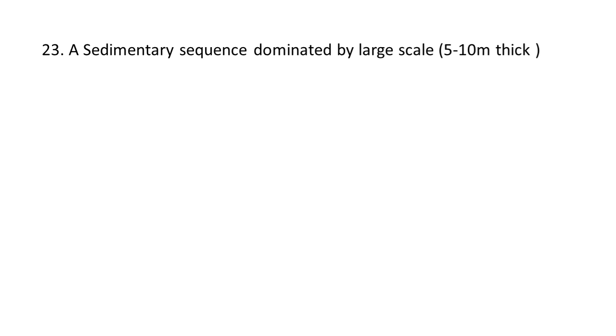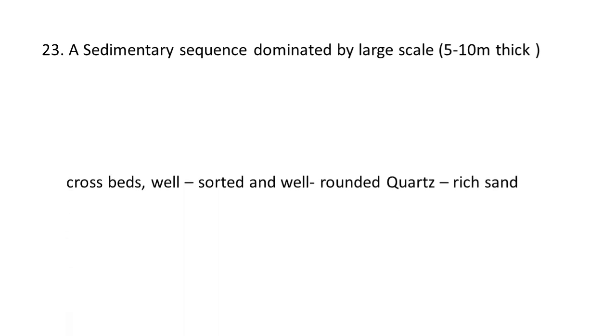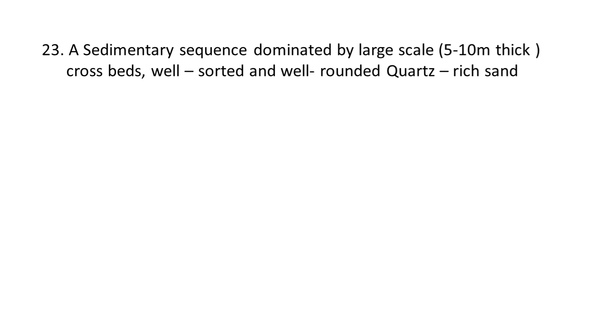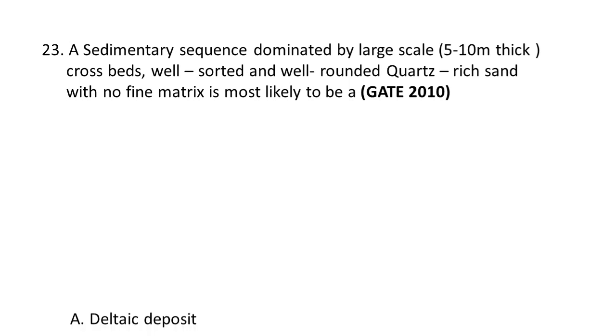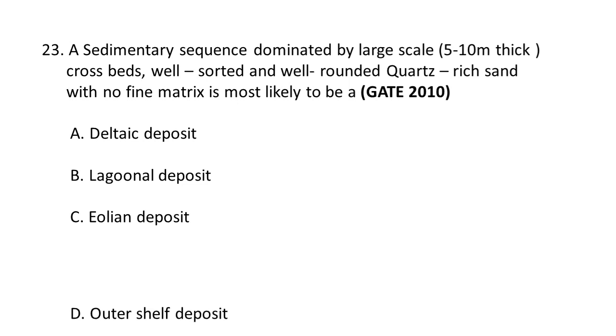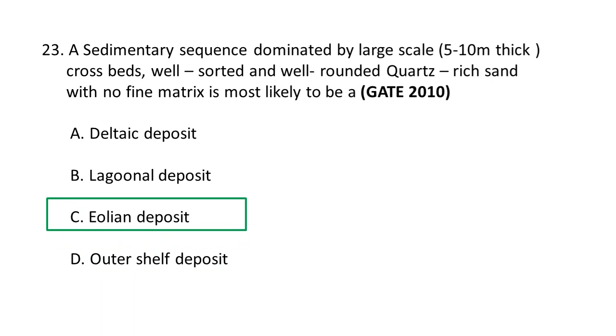Next question. A sedimentary sequence which is dominated by large scale crossbeds, 5 to 10 meters thick, well sorted and well rounded quartz rich sand with no fine matrix is most likely to be A, deltaic deposit, B, lagunal deposit, C, aeolian deposit, or D, outer shelf deposit. Such a sequence is likely to be an aeolian deposit, because these are transported by wind. That's why they are well sorted, well rounded, and have no fine matrix. So C, aeolian deposit, is the correct option.